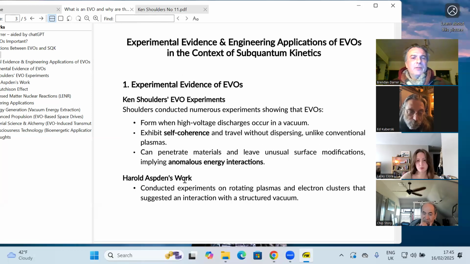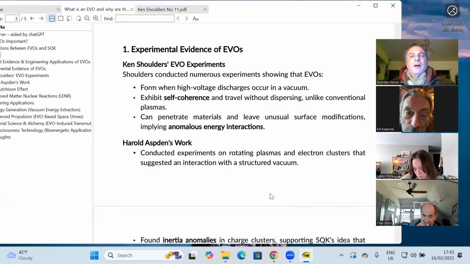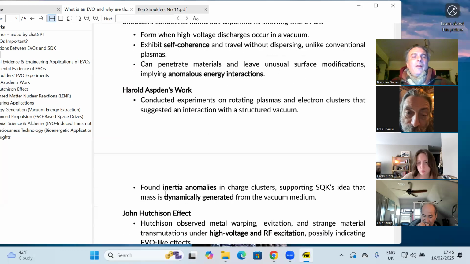Harold Aspden's work: conducted experiments on rotating plasmas and electron clusters that suggested an interaction with a structured vacuum. We've actually looked up that term yesterday, and it has an interesting answer. He found inertia anomalies in charge clusters, supporting SQK's idea that mass is dynamically generated from the vacuum medium.